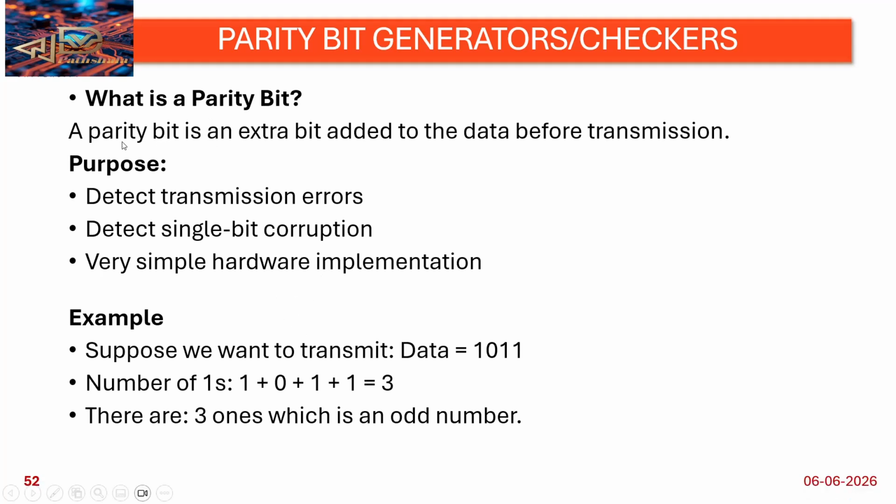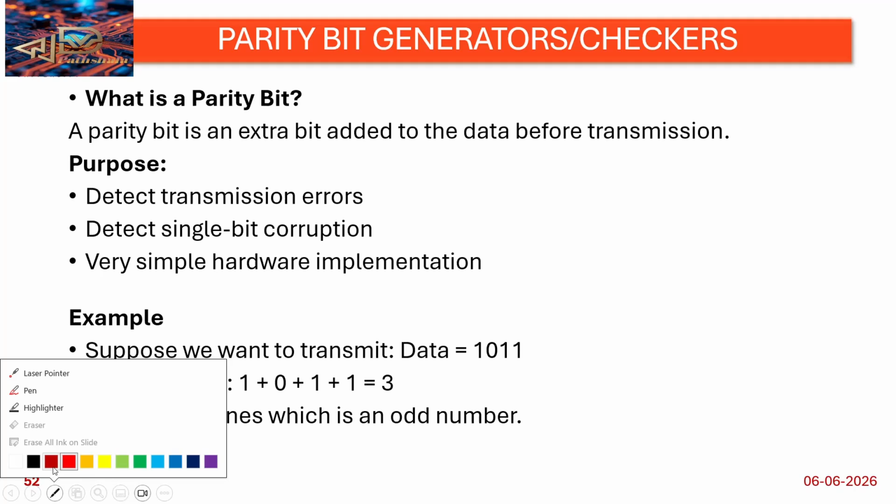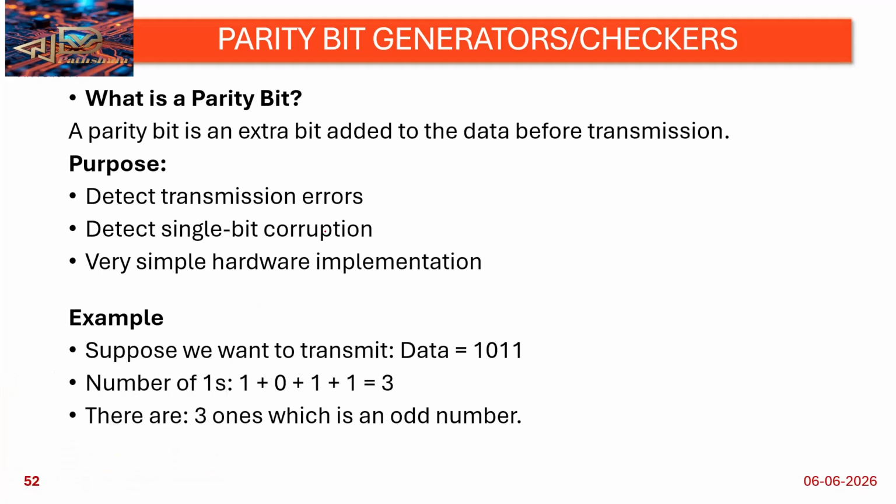Okay, so the parity bit is an extra bit added to the data before transmission. Okay, before transmission we are adding some bits, that is the parity. Okay, what is the purpose of that? It detects transmission errors, and detects single bit errors. Every time we are getting a single bit error, parity is the best option to detect those errors. And it has a very simple hardware implementation, that is the parity. See, we are just using exclusive OR gates.